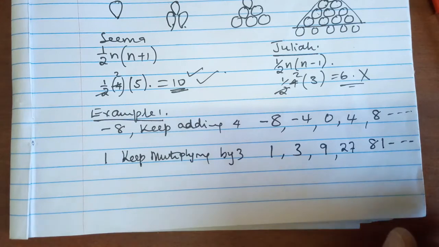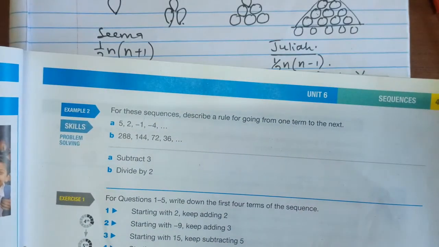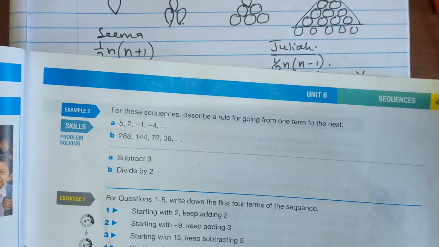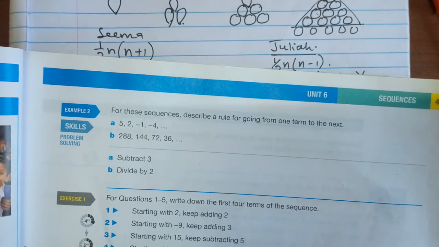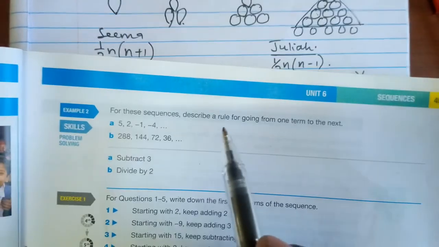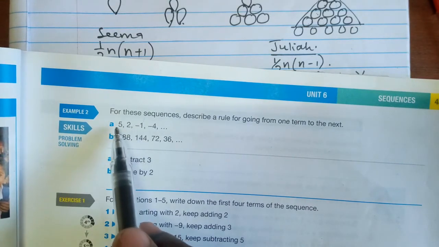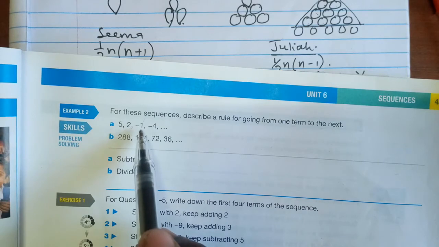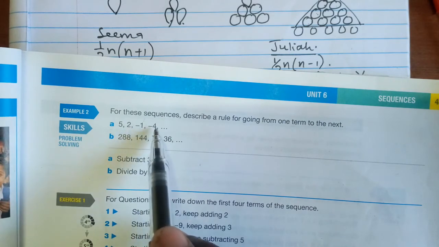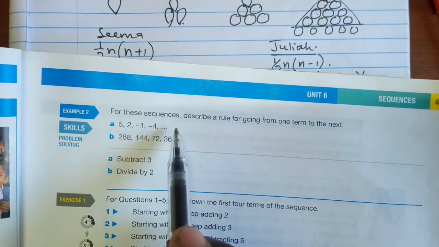If you look at example 2, it's just a simple thing. For these sequences, describe a rule for going from one term to the next. We have 5, 2, -1, -4. It goes without saying that we are subtracting 3, because 5 minus 3 is 2, 2 minus 3 is -1, and -1 minus 3 is -4. If you want to get to the next one, -4 minus 3 is -7.